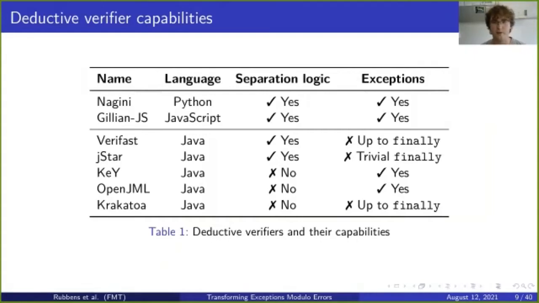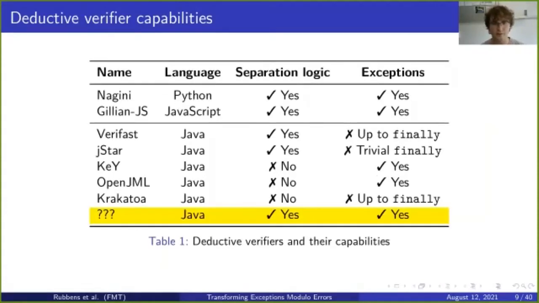However, for Java, the situation is not so good. There's no verifier that supports both concurrency through separation logic and that also supports exceptions. So what we are trying to do in this work is try to add this extra row to the table, to have a verifier there that supports concurrency through separation logic and also can analyze exceptions.